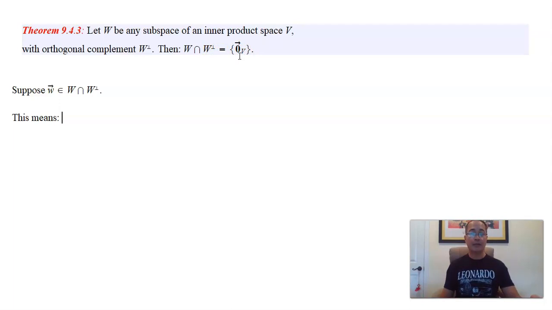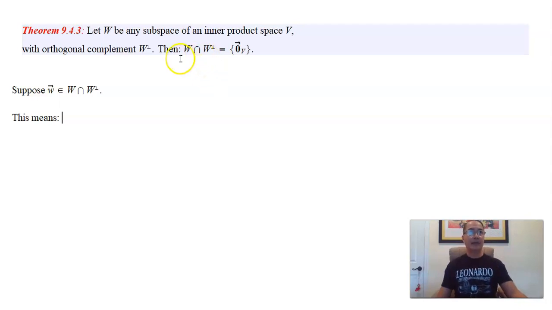Okay? The only vector in common to W and W perp is the 0 vector. We saw this in R2 and in R3. In R2, you have a line through the origin, and its complement is the perpendicular line. So they only have the origin in common. In R3, what did we say? Plane through the origin, normal line through the origin. What do they have in common? Just the origin. So it's going to be true in general for any subspace, in any inner product space.